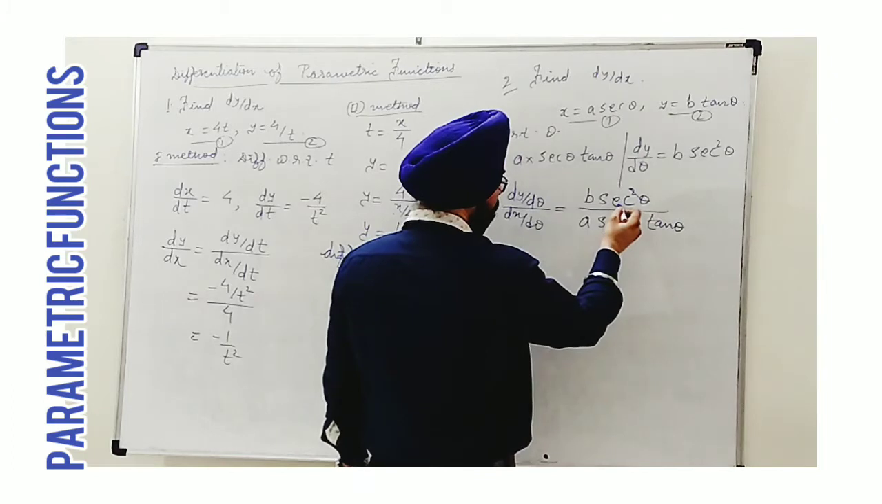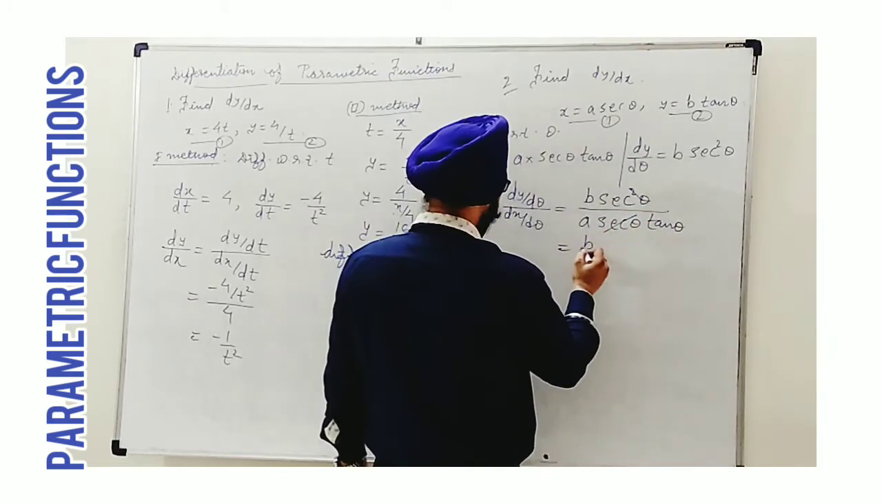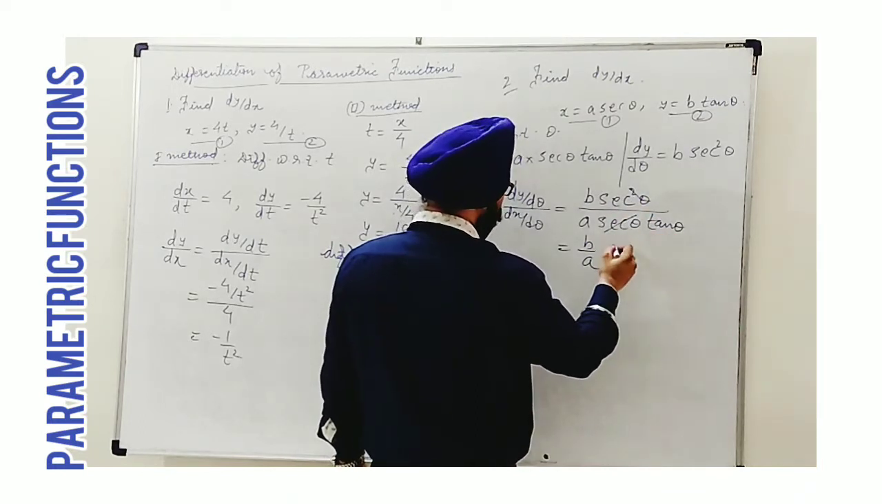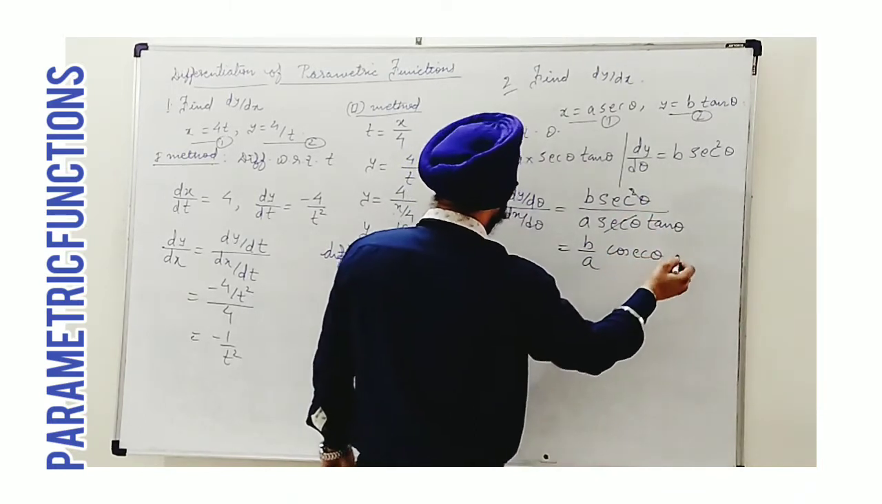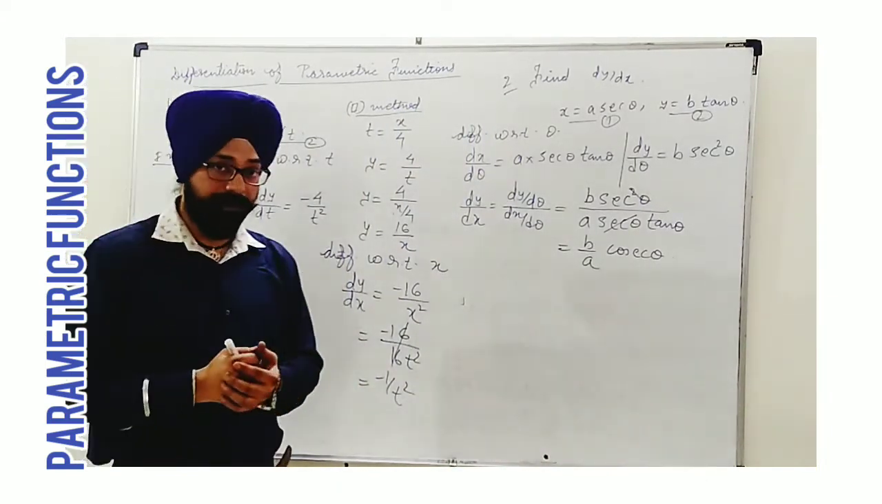Cancellation. Sec is 1 upon cos. This is sin upon cos. When we convert, we get 1 upon cos and sin upon cos cancelled. This will be b upon a cosec theta. The final answer in terms of theta, the parameter, we have obtained.